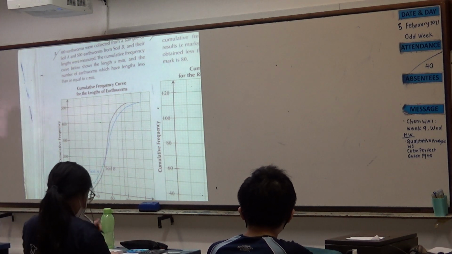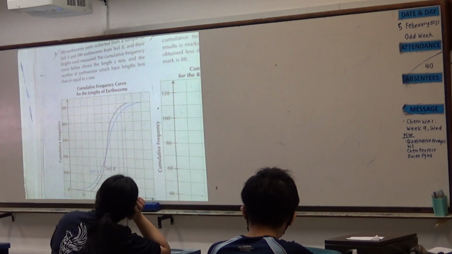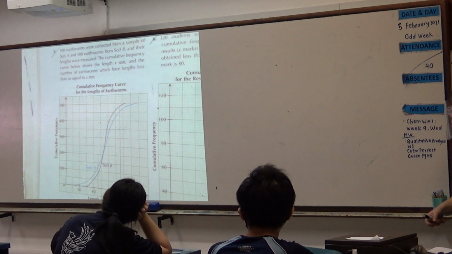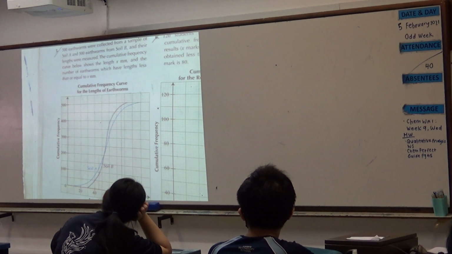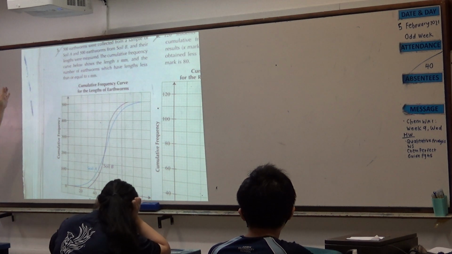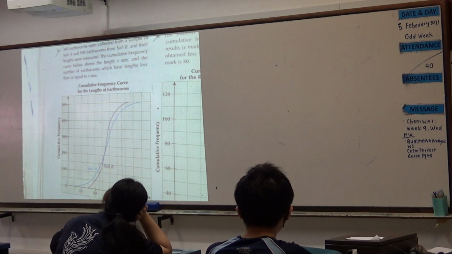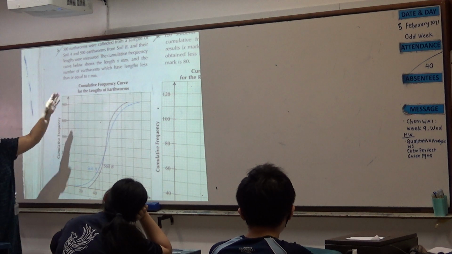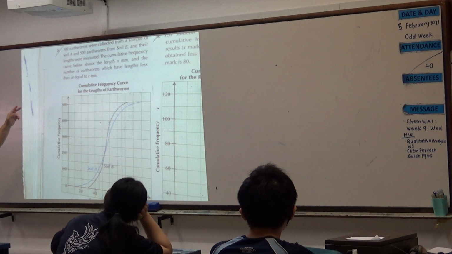Now this is called 500 earthworms. Some people want to do botany, so you have to see earthworms in the soil. 500 earthworms were collected from a sample of soil A and 500 earthworms from soil B, and their lengths were measured. The cumulative frequency curve below shows the length x and n, the number of earthworms with length less than or equal to x.